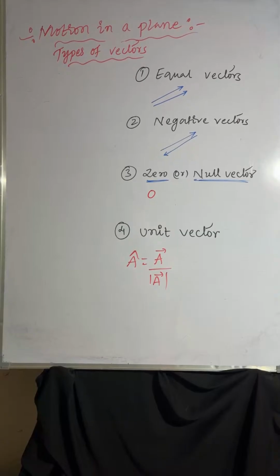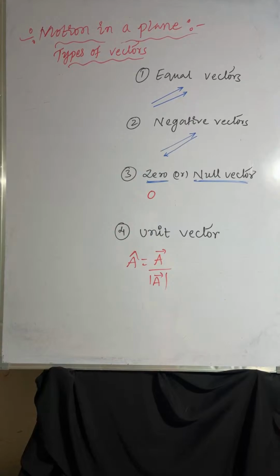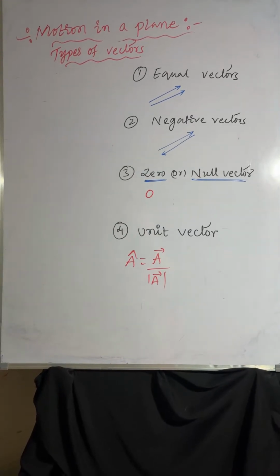This is about equal vectors, negative vectors, zero vectors, and unit vectors. Is it clear?